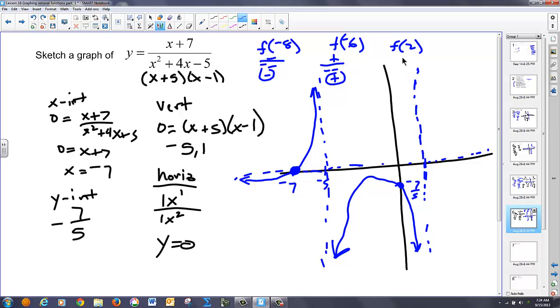Now at 2, I get a positive on top. In the bottom, I get a positive and a positive, which again is a positive. So I know that this graph always stays in the positive region because it never crosses the axis.